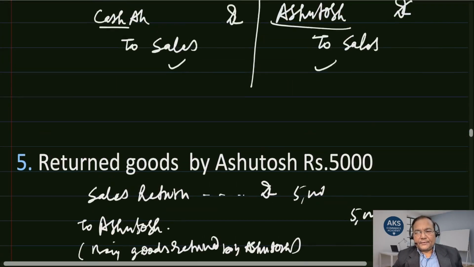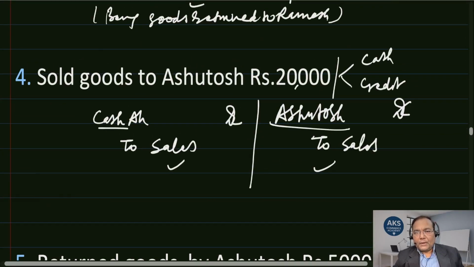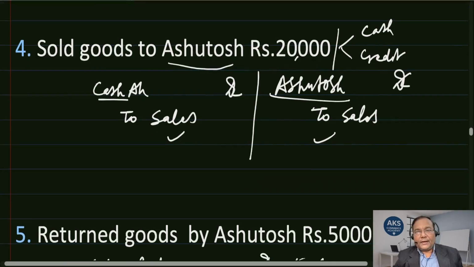Usually when there is a name given and no mention whether it is in cash or credit, we should treat that, since the name is given, as credit. It is important to understand that when a name appears, it means it is on credit. All right, so we have to treat this as credit, only the name is given.